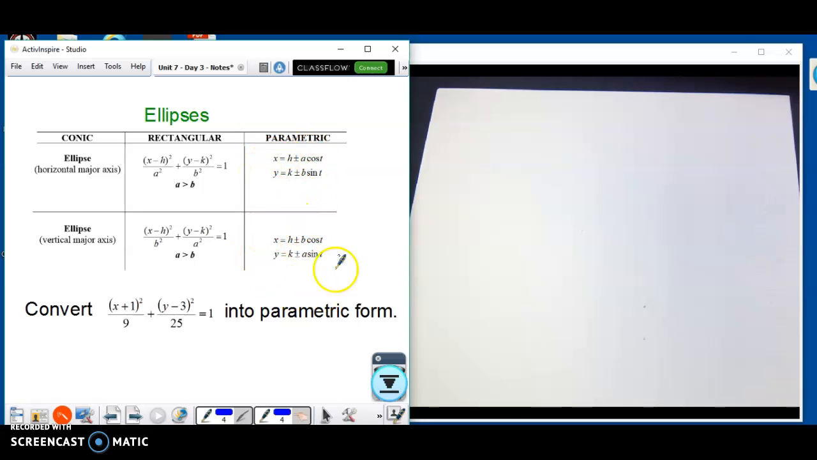But I want you to take a look at the parametric equations. These look very, very similar to the circles, okay? But the main difference here is going to be in front of your cosine and sine, they should have different numbers. So remember, for an ellipse, they have different numbers. That's where you're going to be able to tell this is an ellipse and not a circle, is in front of the cosine and sine.